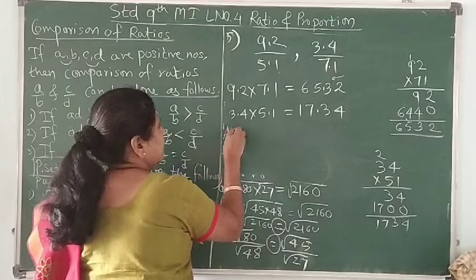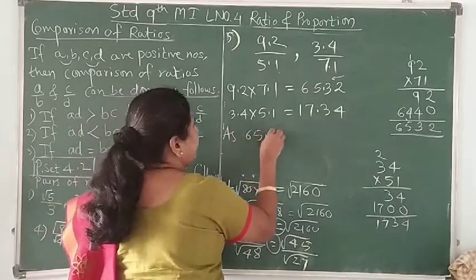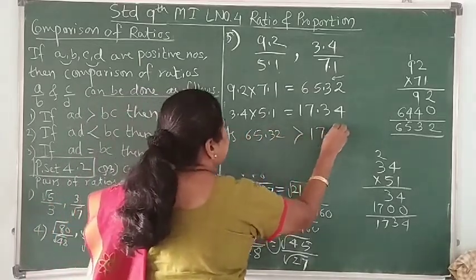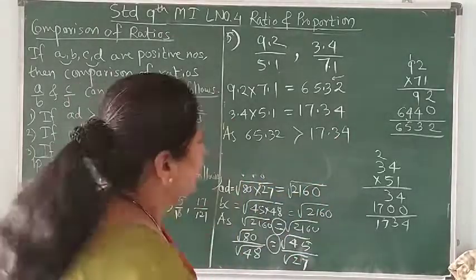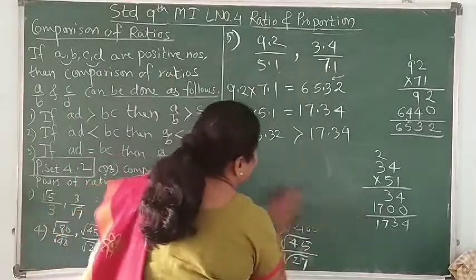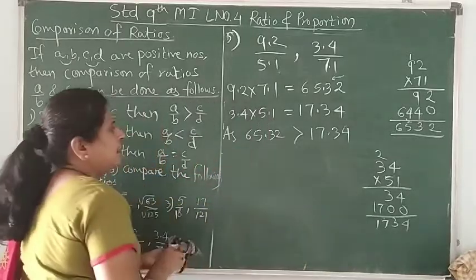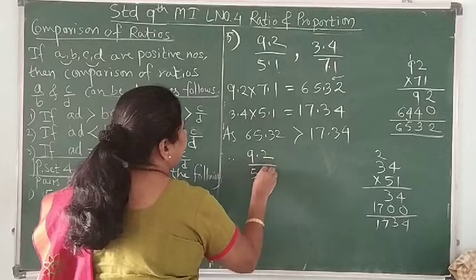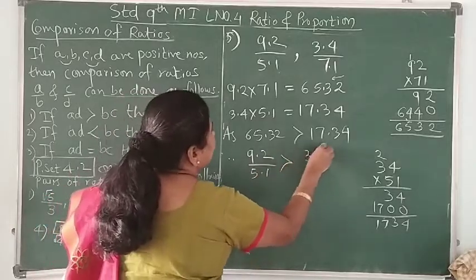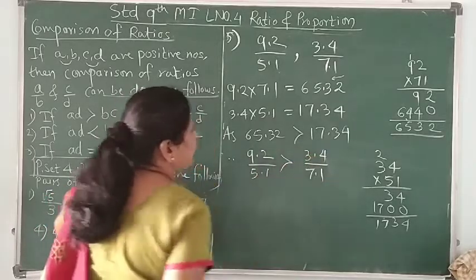65.32 is bigger than 17.34. This AD product is bigger than the BC. That's why the first ratio is bigger than the second. So therefore 9.2 upon 5.1 is the bigger ratio than 3.4 upon 7.1.